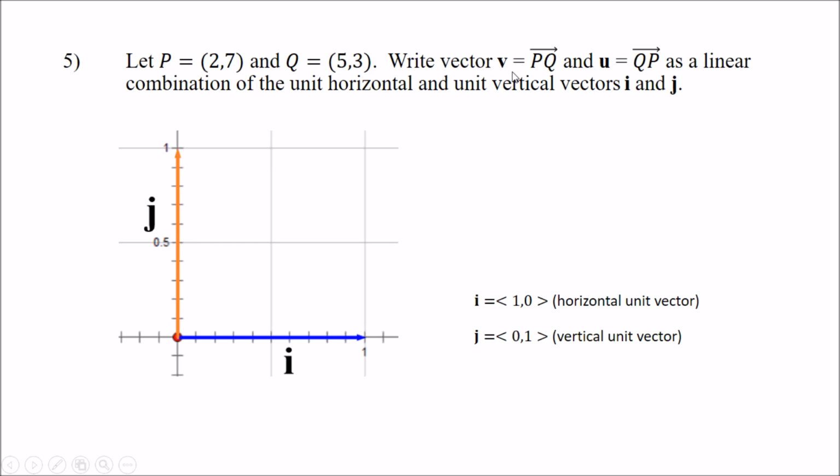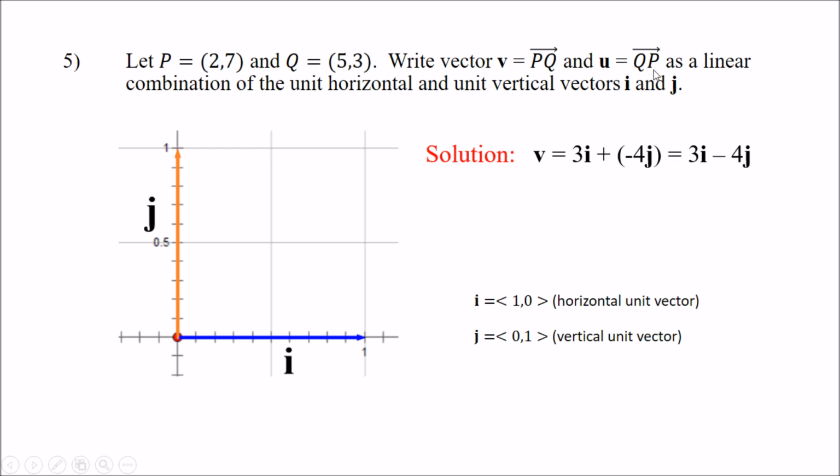We want to find vector V as we go from P to Q. If I go from P to Q, notice the horizontal piece increased 3. Notice the y-coordinate decreased 4. And so here's vector V. It's 3i plus negative 4j, or simply 3i minus 4j.